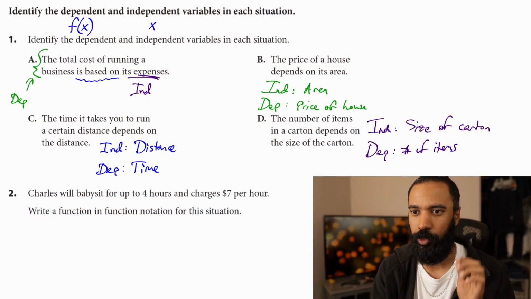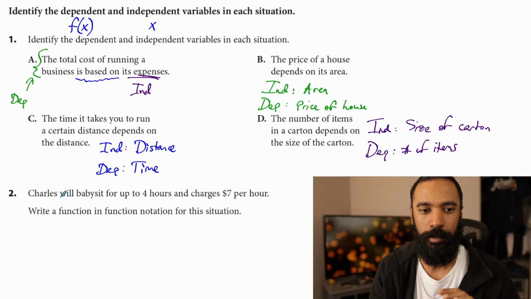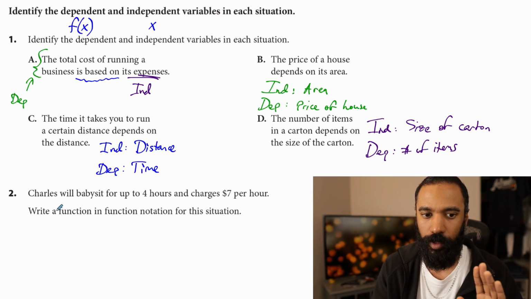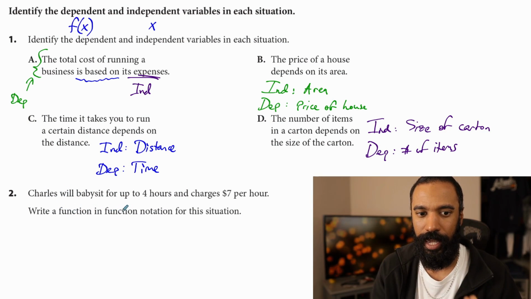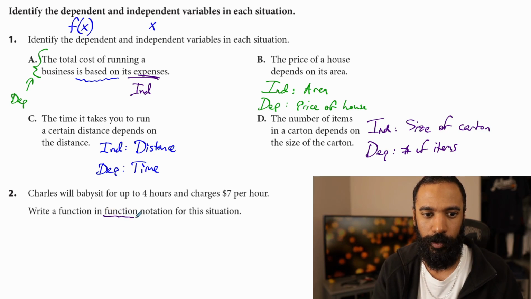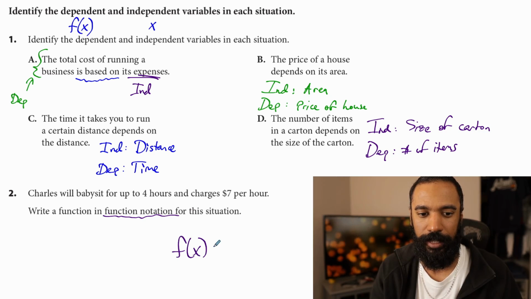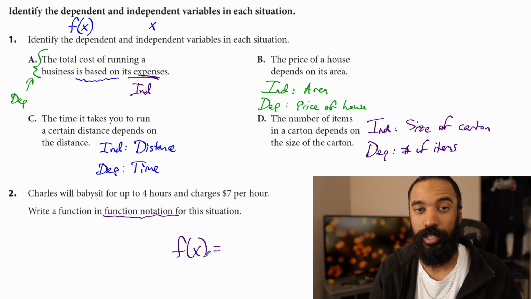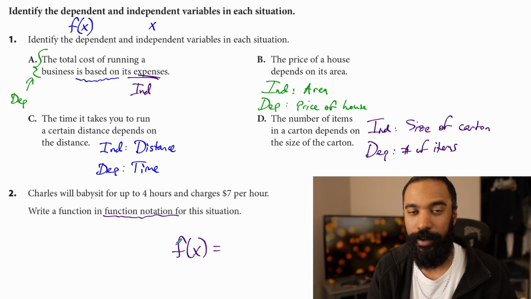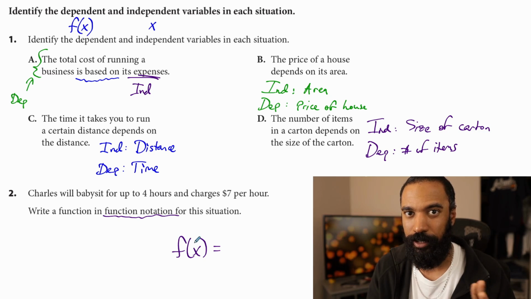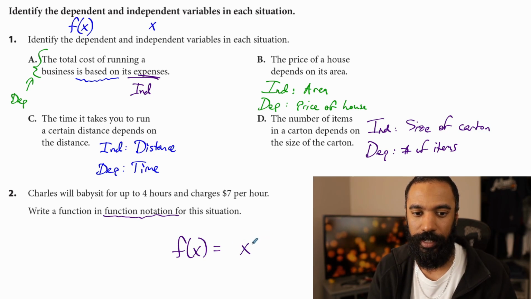Let's go ahead and take a look at the first one here. It's going to be a little different from the others based on what they're asking you to do. We just want to write the function in function notation for the situation. A function notation means f of x equals. Eventually, my answer is going to say f of x equals and something in terms of x. I have a function in terms of x, a function of x. So I know an x is going to exist here.